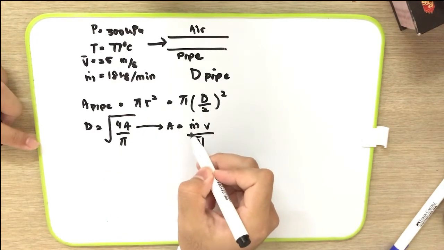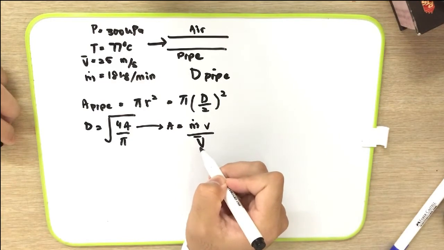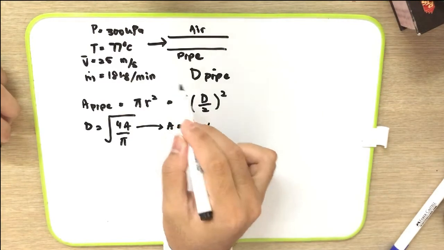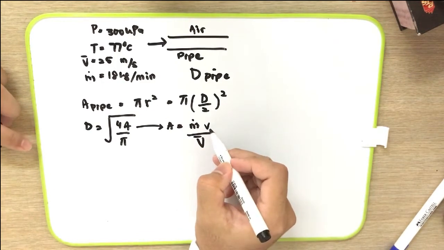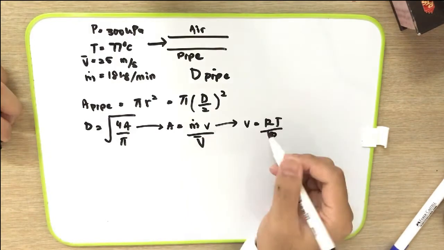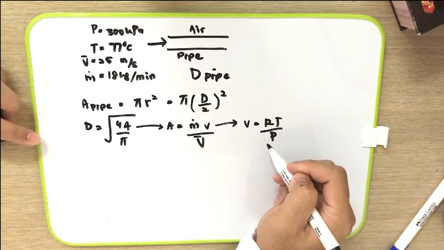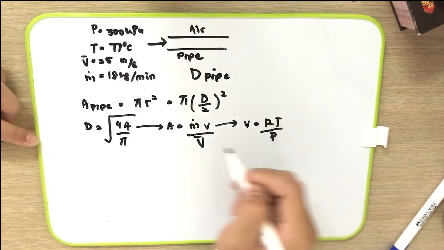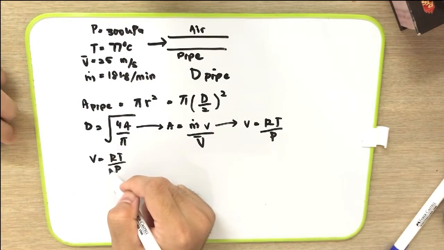A is equal to mass flow rate multiplied by specific volume over velocity. But from the question, we cannot find the specific volume, so we have to find it. In order to find the specific volume, we can use the ideal gas equation, which is v is equal to RT over P. So we have to find one by one in order to find the diameter. First, we find the specific volume.